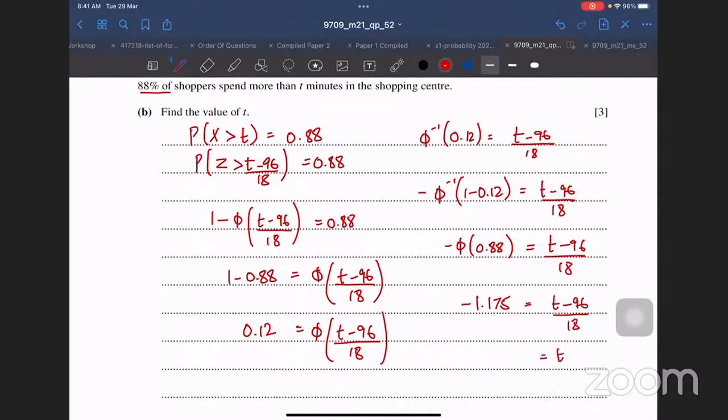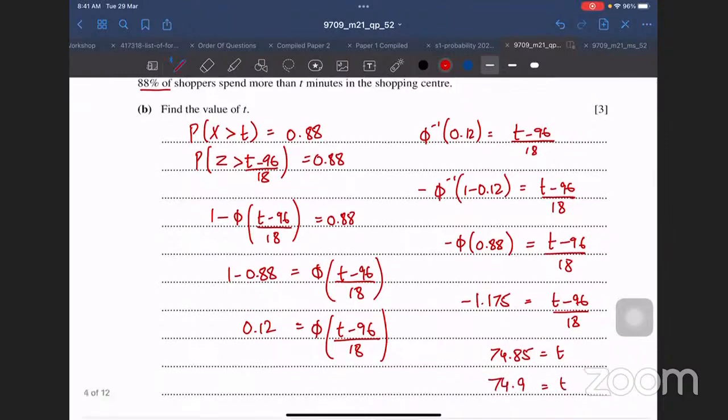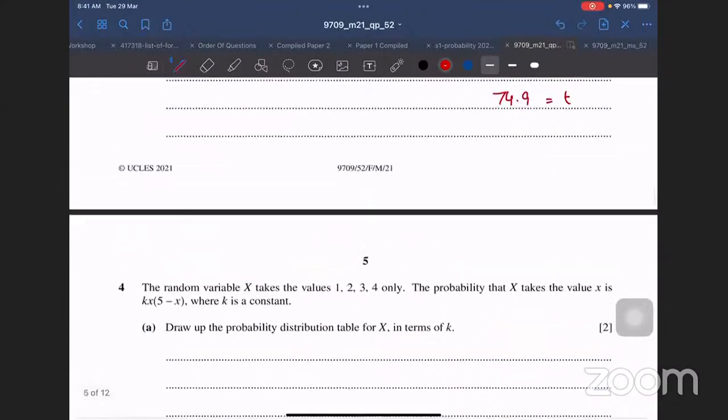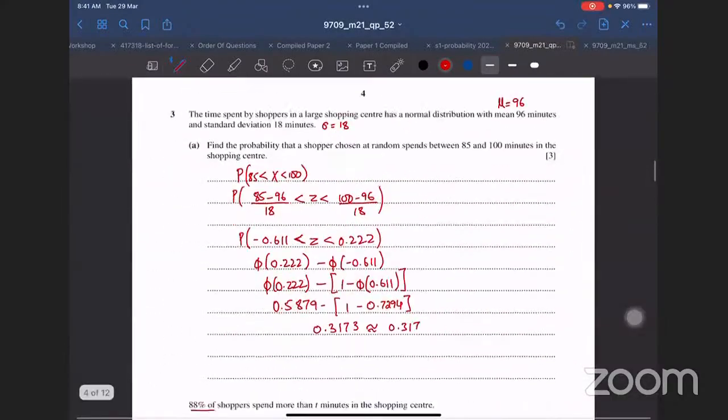So therefore t becomes 74.85. Rounded off to 3 significant figures gives me 74.9. So that was normal distribution.